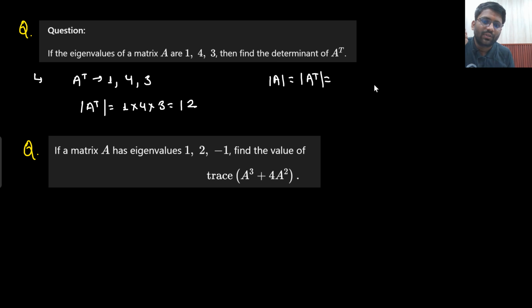This I already know. The determinant of A and A transpose are always the same, so that would be 1 multiplied by 4 multiplied by 3, that will be 12 only, right? The eigenvalues of A are mentioned. You need to find out the trace.